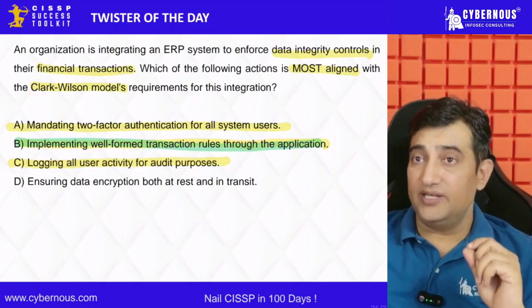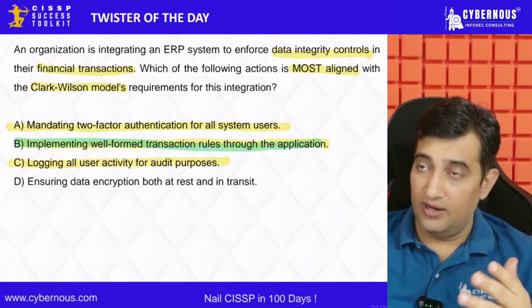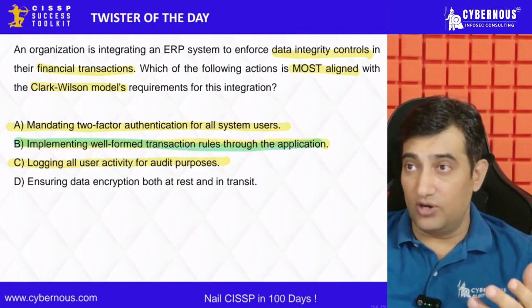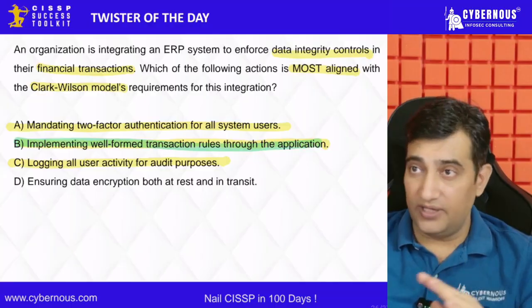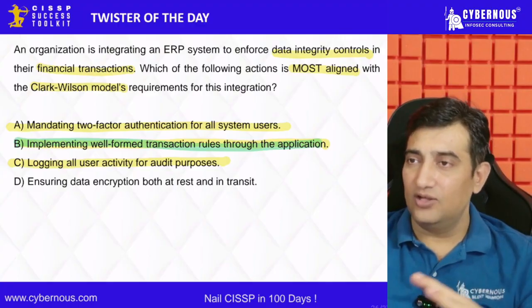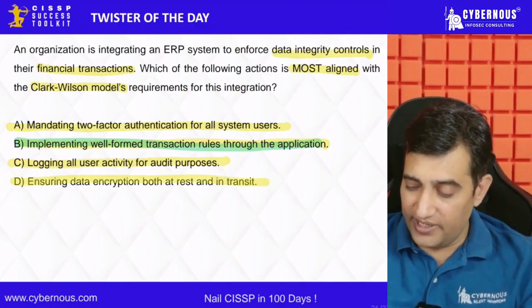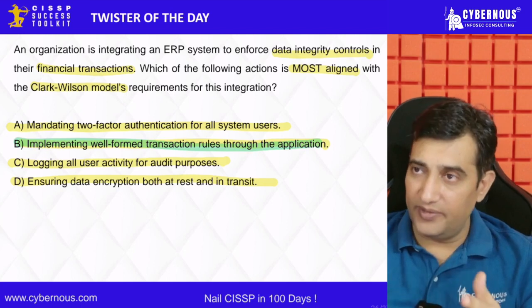The last one is ensuring data encryption both at rest and in transit. Definitely a good control, but not part of the Clark-Wilson model. There is no mention of that throughout the entire Clark-Wilson model. So that can also be easily eliminated.